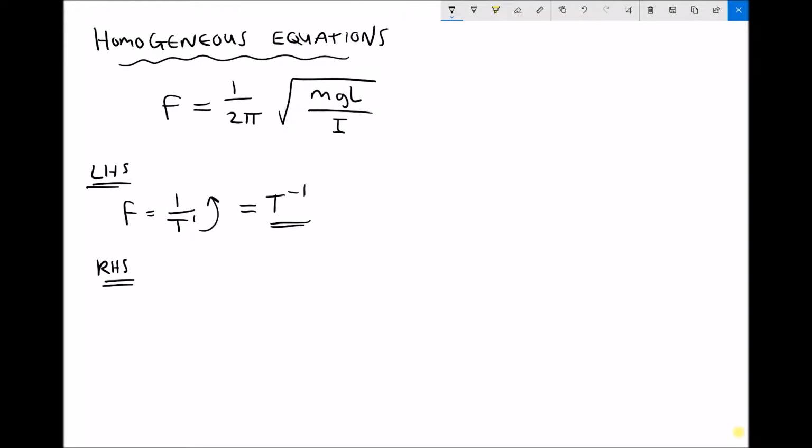Now the right hand side has a constant. So what we can do in actual fact is disregard that constant, and 1 over 2 pi is just a constant. It's 1 over roughly 6. So all we're left with is the dimensions of square root mgl over I. Now before we go too far, the dimensions of mass is relatively straightforward. The dimensions of gravity, well, gravity, or g, is acceleration due to freefall. So in actual fact, g is equivalent to an acceleration.